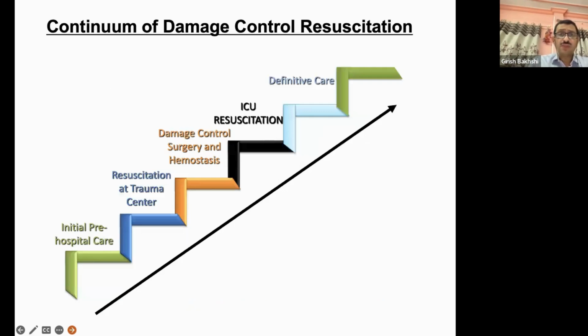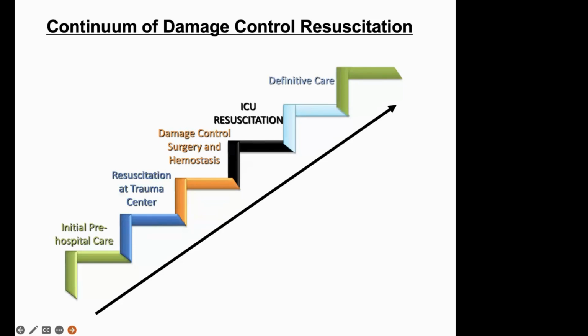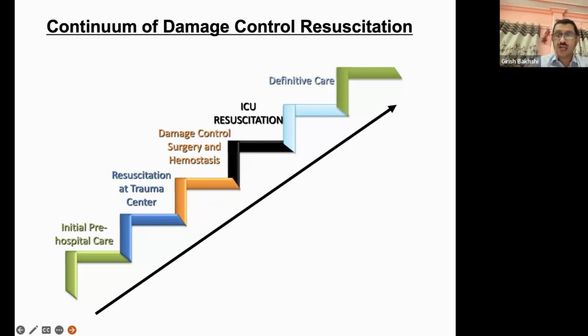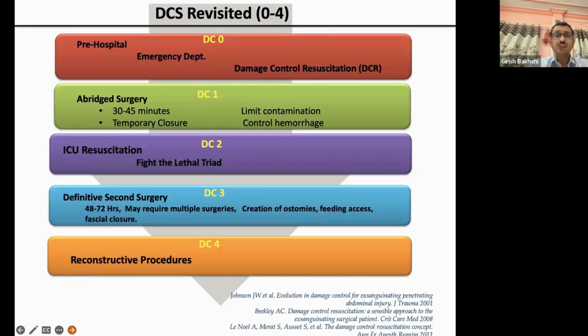As we go further, we divided it into 4 to 5 phases, and these phases have been developed as we started developing a good pre-hospital care system. So we said that we have to have resuscitation, not only in the trauma center, but also in the pre-hospital care, followed by damage control surgery. This is followed by ICU resuscitation, definitive care. And what you see, the green, which is tertiary care or reconstructive procedures, is known as phase 5 nowadays. So this is what I was talking about.